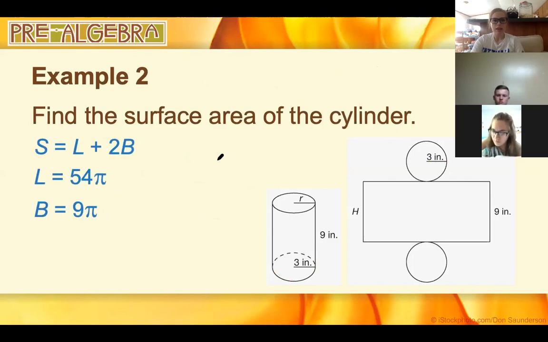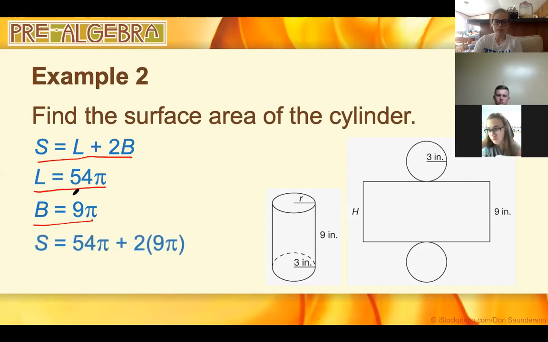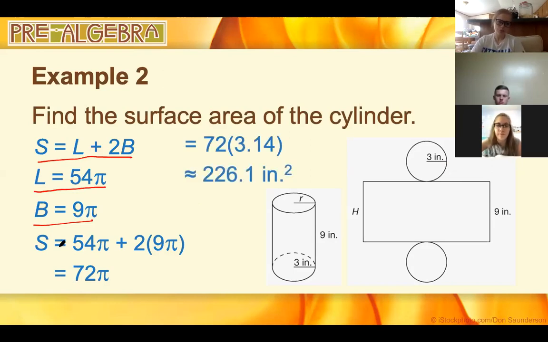So let's take that, plug it into our formula, okay? Here's my formula: lateral surface area plus 2 times the area of the base. I found that my lateral surface area was 54 pi, and the area of the base is 9 pi, so plug those into my formula. 54 pi plus 18 pi is 72 pi. What are my units? Square inches. So you're welcome to leave it in terms of pi, or you can put it as a decimal at the very end. Either way will work.